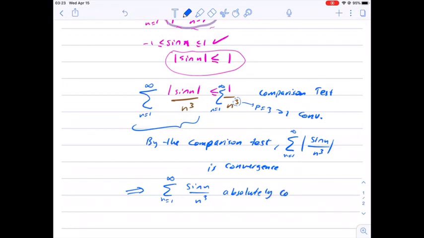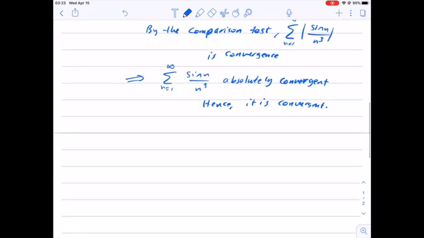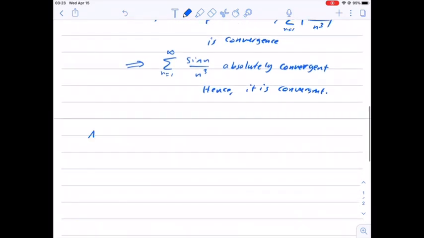absolutely convergent, and hence it's convergent, by the comparison test.